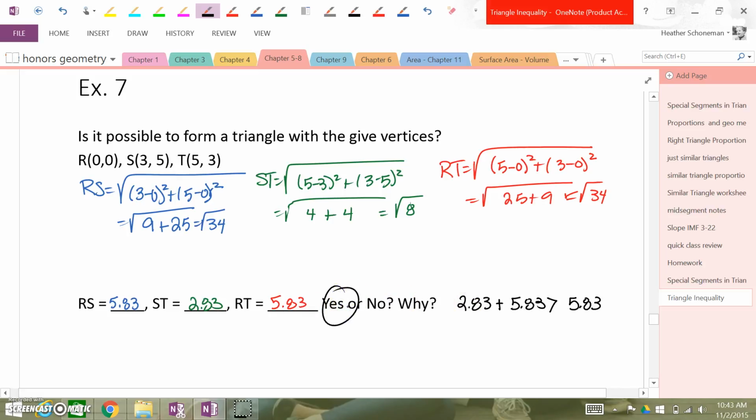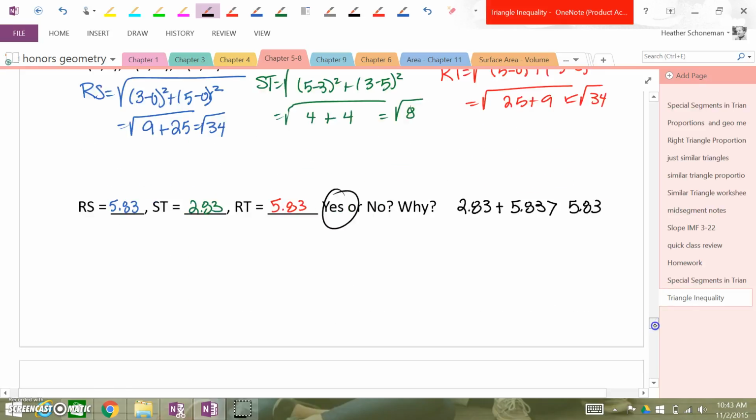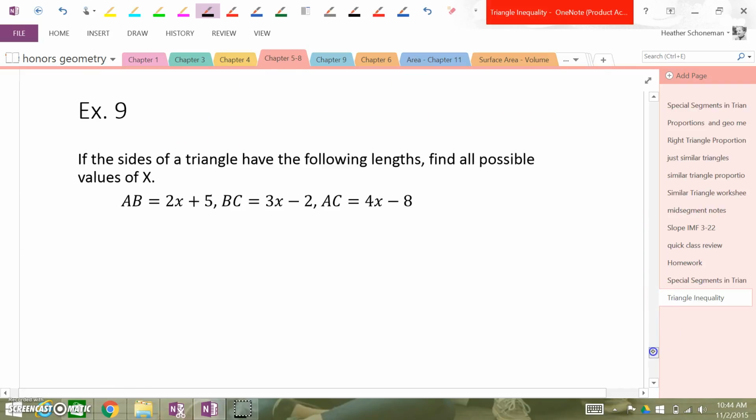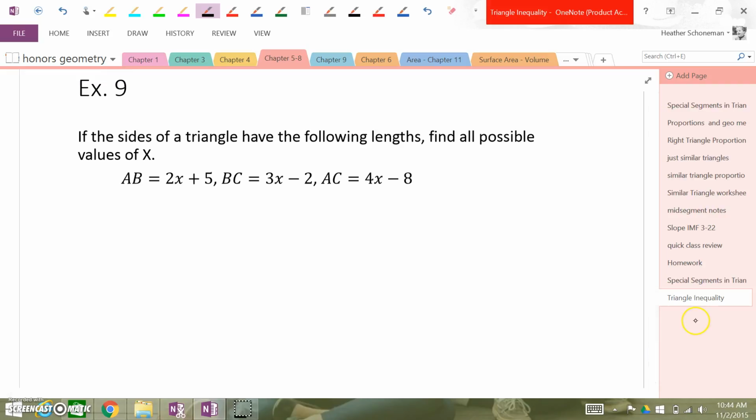Alright, pause the video, try example 8 on your own. Okay, hopefully this is what you got. You got your 3 numbers, and when you round to the nearest hundredth, it only works if you do nearest hundredth. You will see the 2 smallest are equal to the third, so therefore this one is a no, it does not work. Alright, last example type. So given the sides, find all possible values for x.